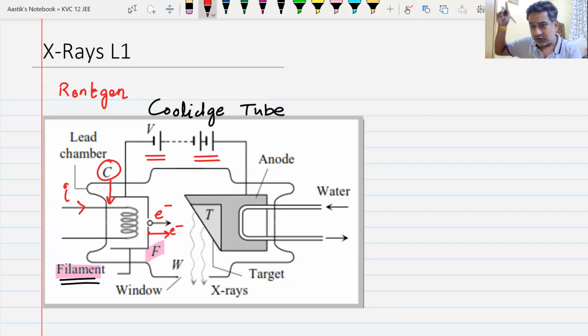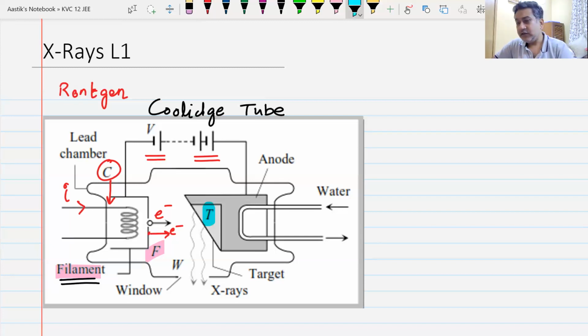There, photoelectrons were emitted by the anode. Here, electrons are emitted by the cathode. And then we give it a negative potential. So what happens is high speed electrons gain speed. High speed electrons are emitted and they hit this target T.